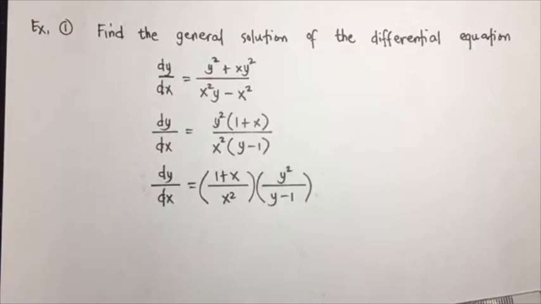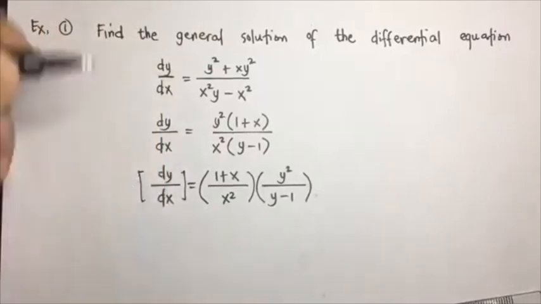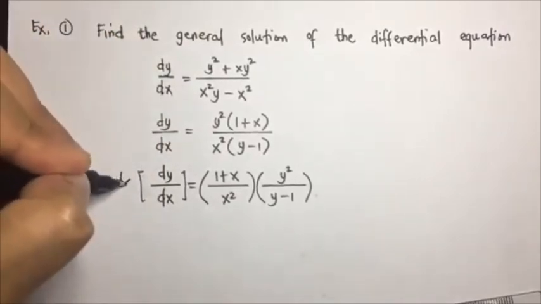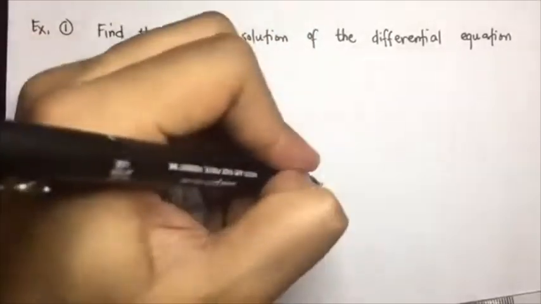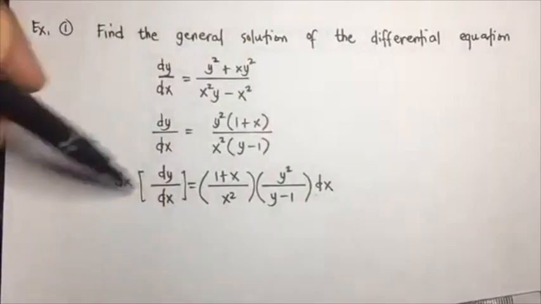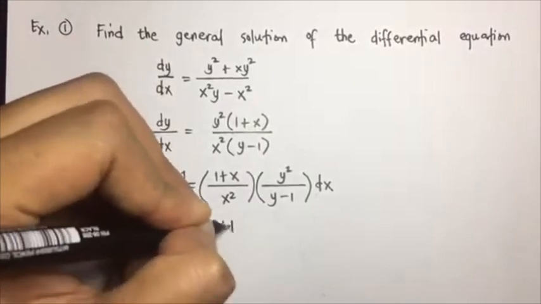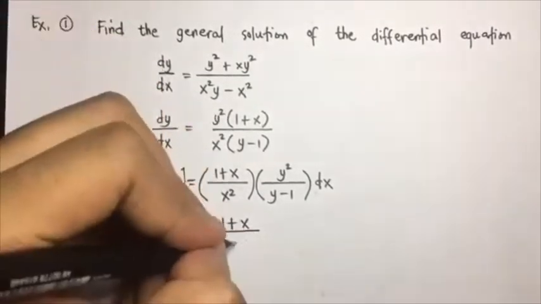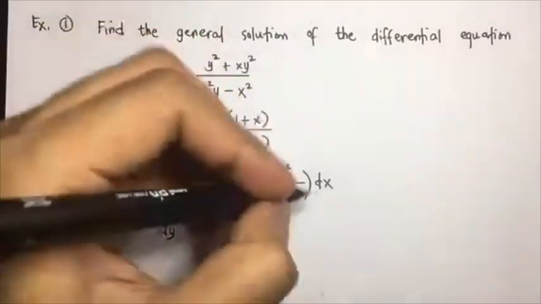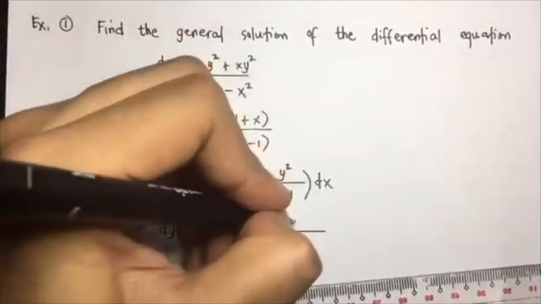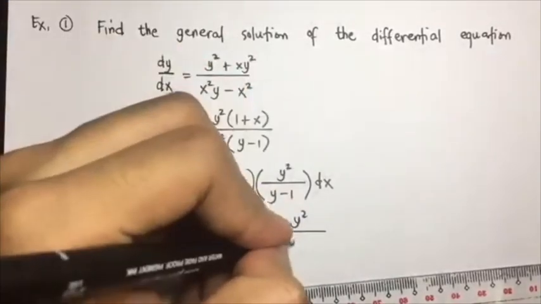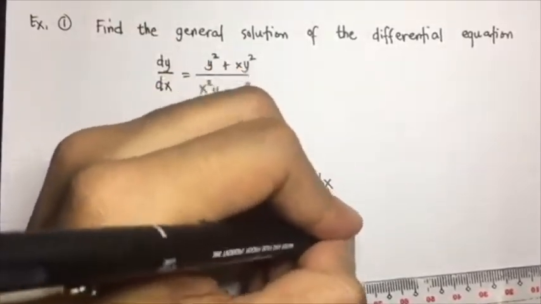So how would we do that? We can multiply both sides of the equation by dx. Multiply this side by dx, and also the other side by dx. The dx here will cancel out, so we will have dy is equal to 1 plus x over x squared times y squared over y minus 1 dx.